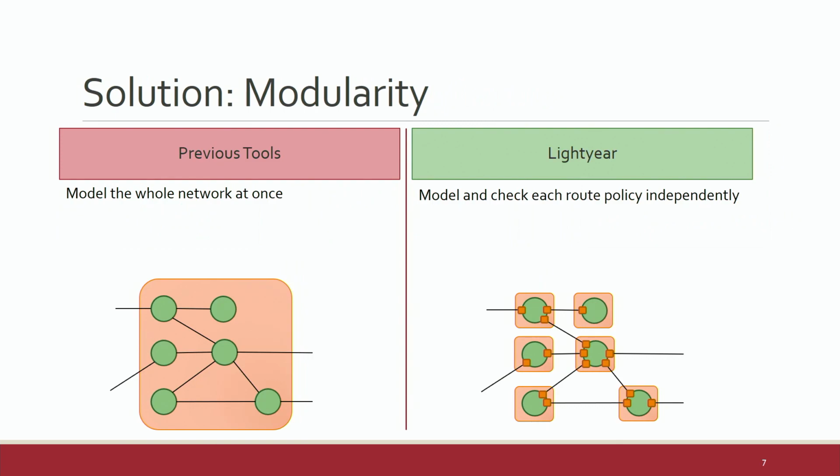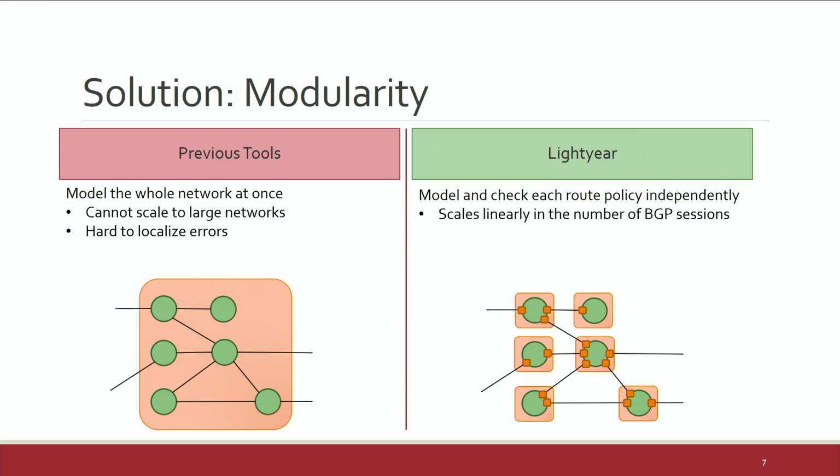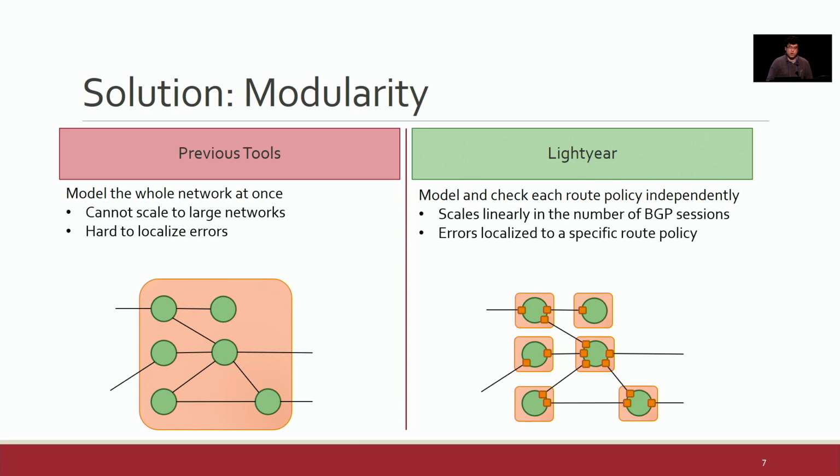So we are proposing that the solution to these problems is to perform checks modularly. Previous tools model the whole network at once, so they cannot scale to large networks, and they have a hard time localizing errors. In our work, we instead model and check policies in the routers independently. Since, practically speaking, there's a limit to how complicated the policies on each individual router are, checking them will scale roughly linearly in the number of BGP sessions. And since there's a separate check for every policy, if one of the checks fails, we immediately know which policy it is in.